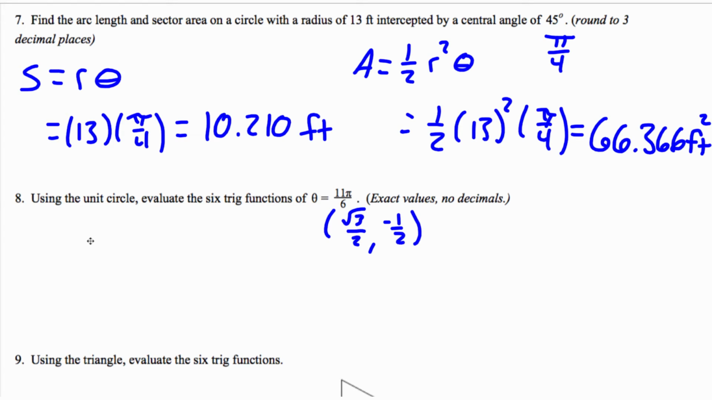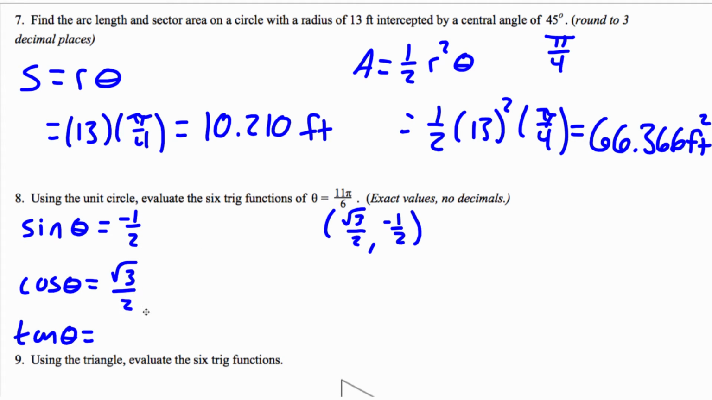So if we start evaluating our 6 trig functions, I'm going to start with the 3 basic ones. Sine of theta, sine of 11 pi over 6. Sine is always the y value, so this is going to be negative 1/2. Cosine is always the x value, so that's going to be our root 3 over 2.